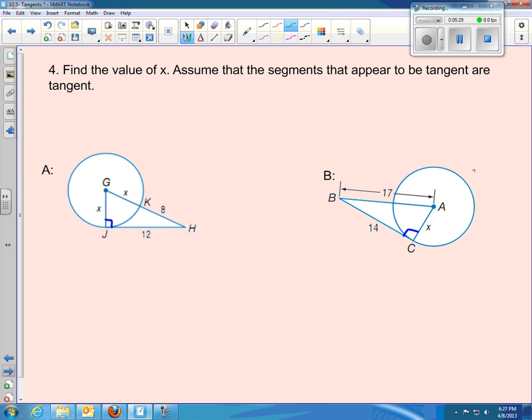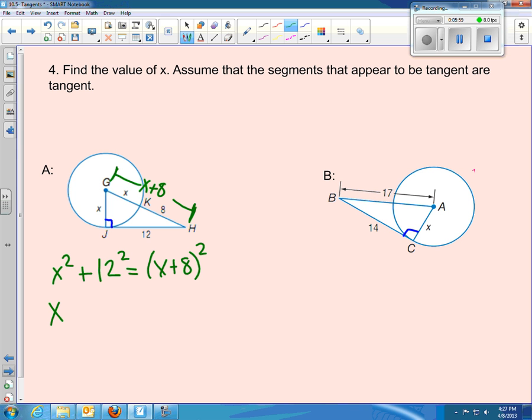Again, problem 4a and 4b are very similar to each other, but slightly different when we get to that hypotenuse. If we get to that hypotenuse, we're talking about this whole length here, and so that ends up being x plus 8. Whereas in b, the whole length ends up being 17. So we know that they're tangent, so we're going to set that up with a Pythagorean theorem. Leg squared plus leg squared equals the hypotenuse squared.